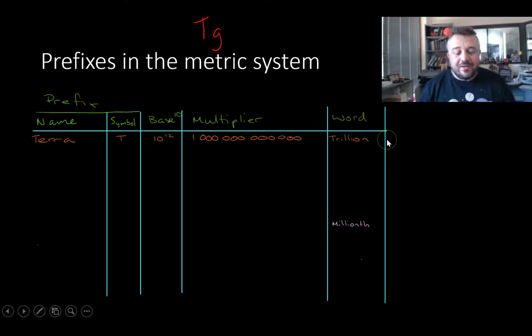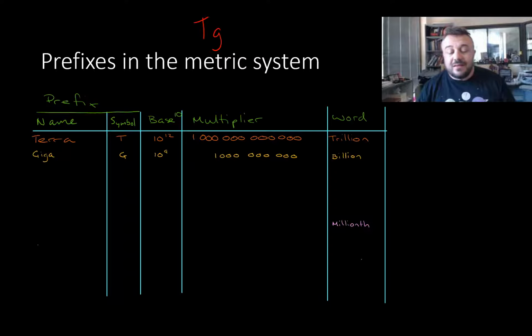It's actually not a bigger number. So then we have giga, which makes a bit of sense if you've spent time around computers, gigahertz or gigabyte, and that's 10 to the 9. So a gigagram would be 10 to the 9 grams. 1 times 10 to the 9 grams, or a billion grams.